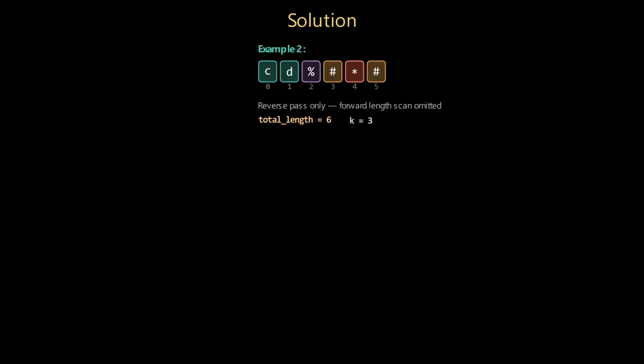This walkthrough focuses on the reverse pass only. We deliberately skip the forward length scan. For example 2, we already know the final string has length 6 and our target index k is 3. We pick up right at backtracking from the end of the input string.